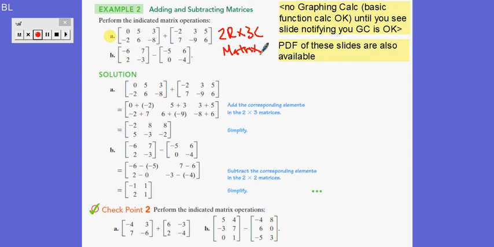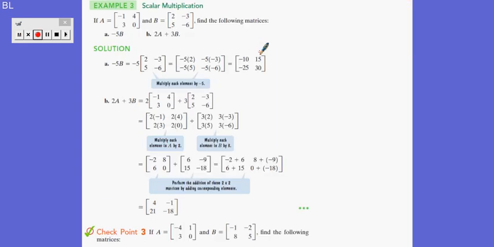So the next page has to do with scalar multiplication. That's just a fancy term for multiplying everything by a constant. If you look right here for A, I'm multiplying everything by -5, which just means I distribute this -5 to the 2, the 5, the -3, and -6. And that's what this middle area does. And then you finally get these 4 items after you distribute it.